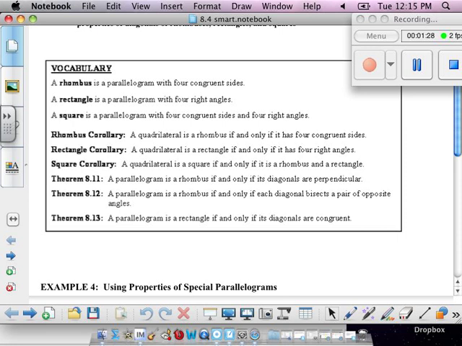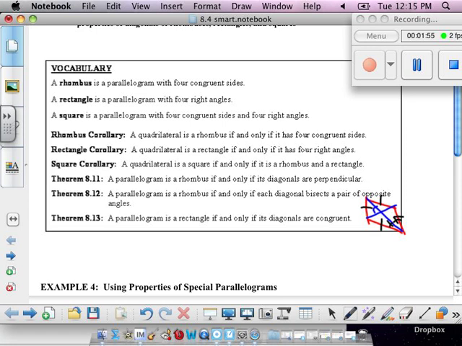So that means if we draw a rhombus, okay, we know all 4 sides are the same length. We also know that its diagonals meet at 90 degrees. And we know that the diagonals cut each angle in half. So all the angles are cut in half.